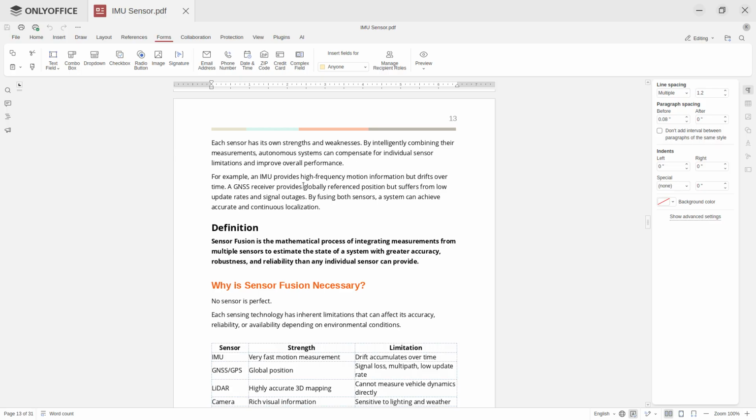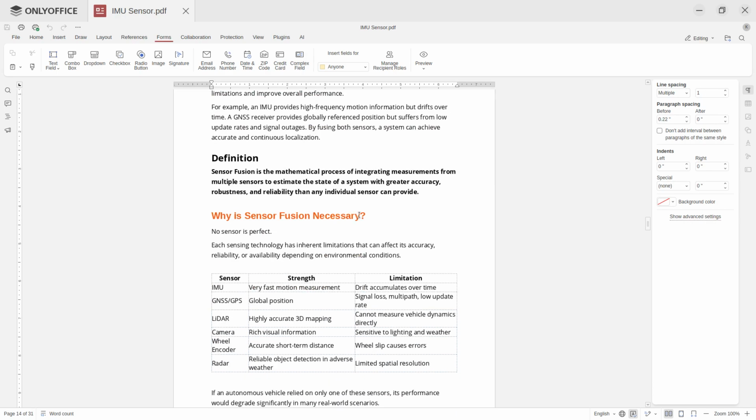For example, an IMU provides high frequency motion information but drifts over time. This we have already seen. A GNSS receiver provides globally referenced position but suffers from low update rates and signal outages. By fusing both sensors, a system can achieve accurate and continuous localization. This is very important. Next, what is the definition? Sensor fusion is a mathematical process of integrating measurements from multiple sensors to estimate the state of a system with greater accuracy, robustness and reliability than any individual sensor can provide.